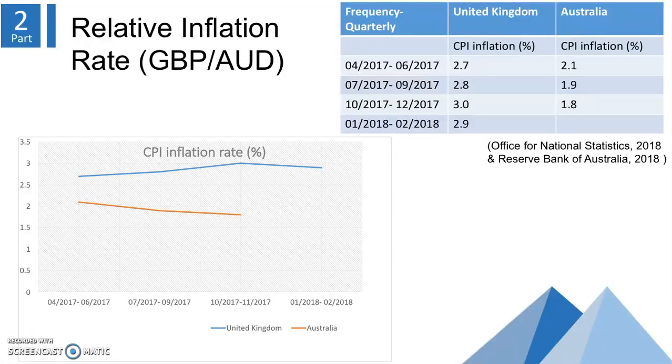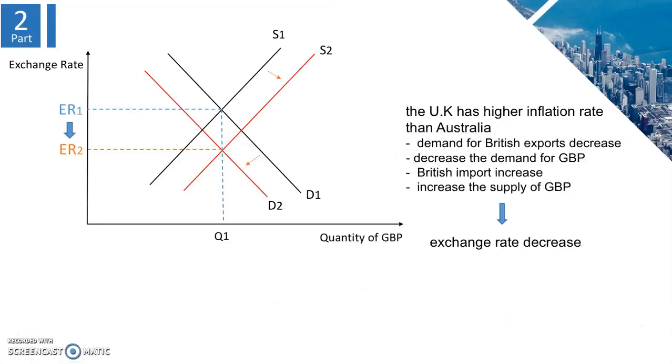The blue line represents the UK inflation rate and the red line represents the Australia inflation rate. It is obvious that the inflation rate in the UK is higher than that in Australia. Because the UK has a higher inflation rate than Australia, British goods and services would be at a higher price. Therefore, the demand for British exports will decrease, which decreases the demand for GBP. Demand curve shifts to the left.